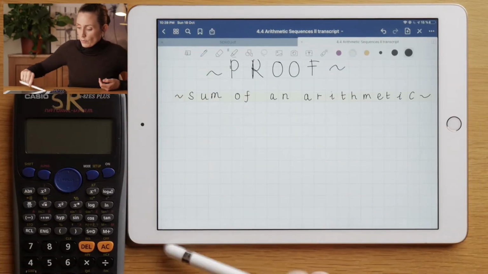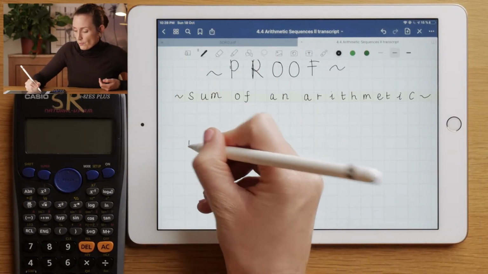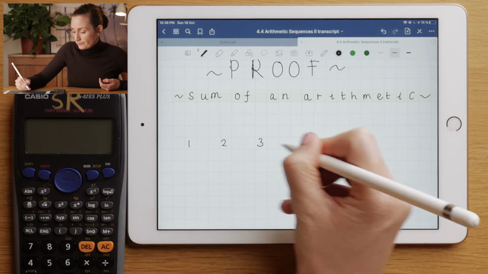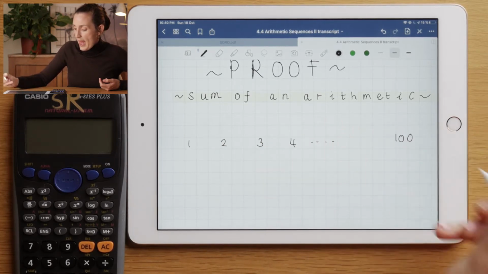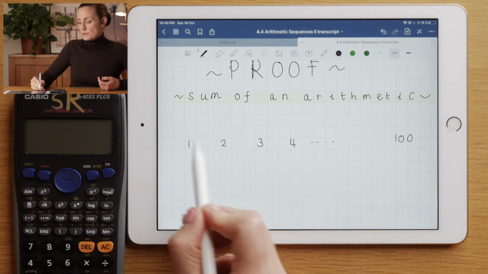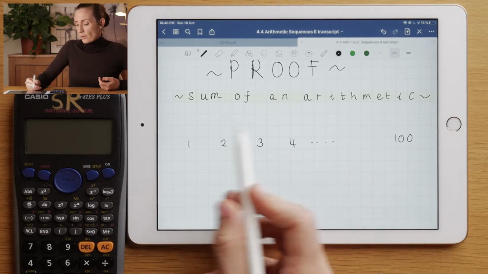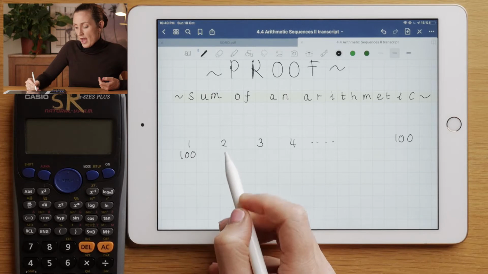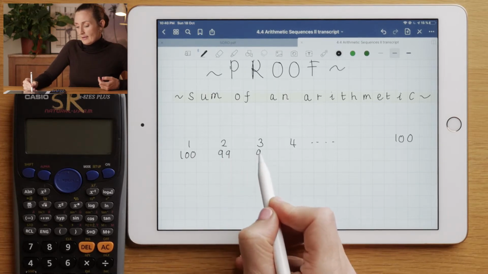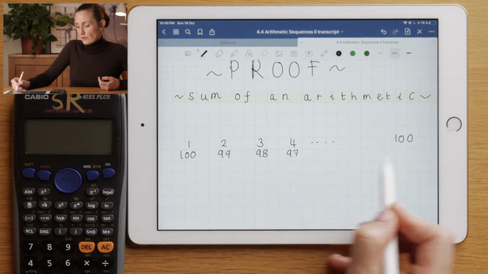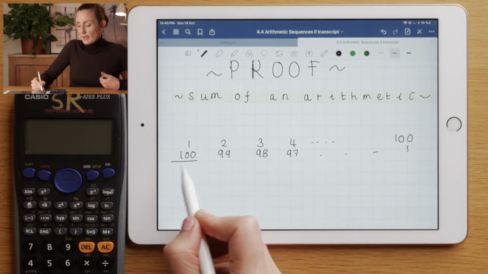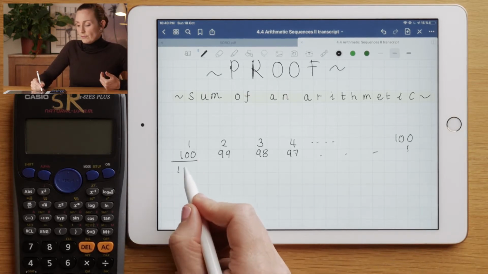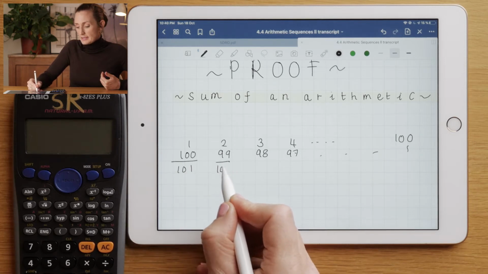What he did is he wrote all the numbers from 1 to 100 forwards. So imagine he kept going until you get to 100. And then he wrote the same numbers backwards. So he started at 100 here, and then he went to 99, 98, 97, all the way back to 1. And what he noticed was this. Each time you add it in reverse, you get the same answer.